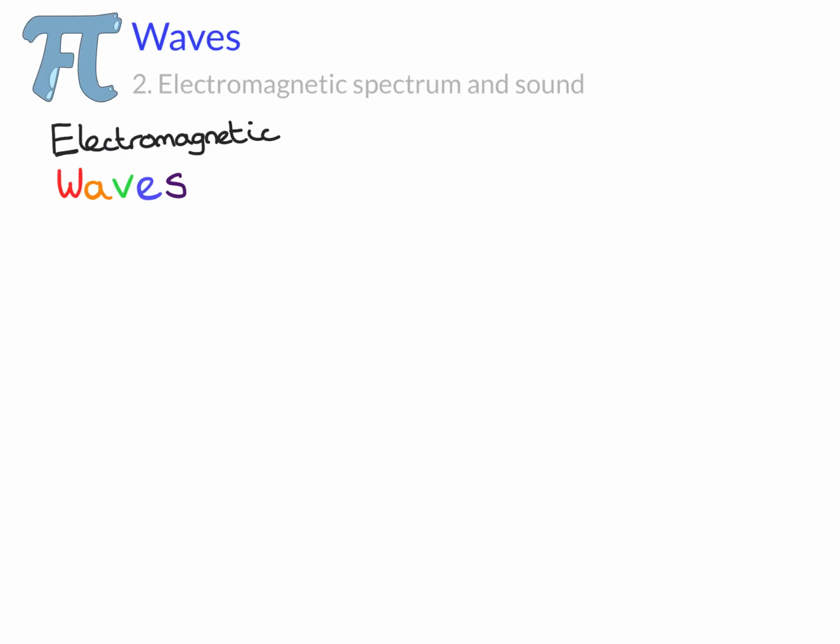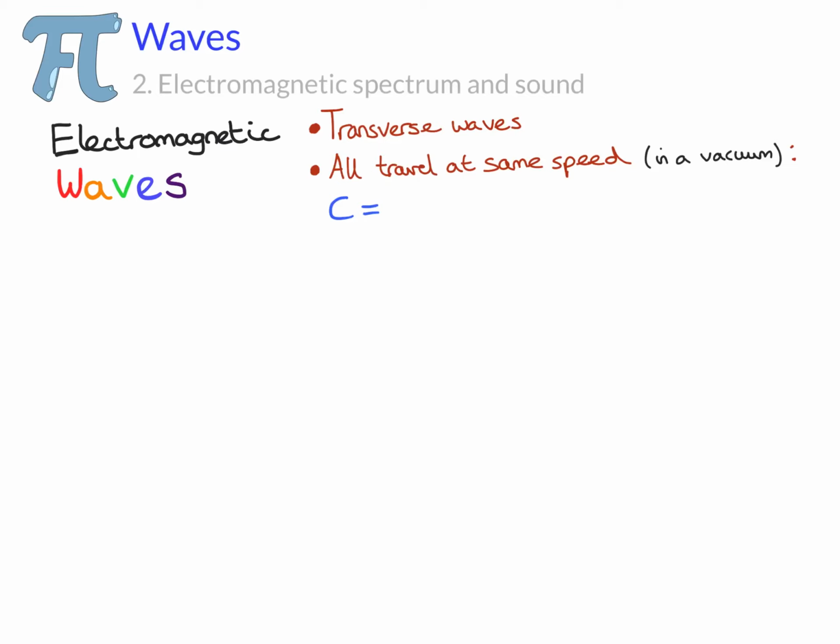Here we will look at electromagnetic waves, which are more familiarly known as light waves. Electromagnetic waves are a class of waves that are transverse, which all travel at exactly the same speed in a vacuum. This speed is 300 million meters per second, more commonly known as the speed of light.